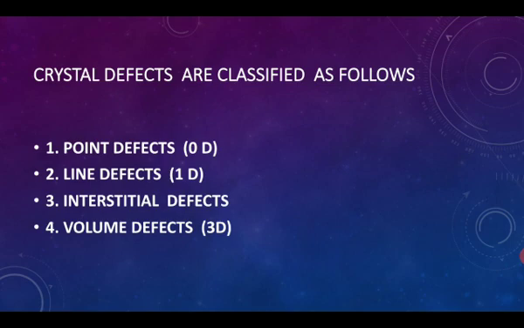Now let us see some of the types. Crystal defects are classified as follows. There are 4 types. The first one is point defects, which is 0-dimensional, and the second one is line defects, that is 1-dimensional. The third one is interstitial defects, whereas the fourth one is volume defects, which is also 3-dimensional.